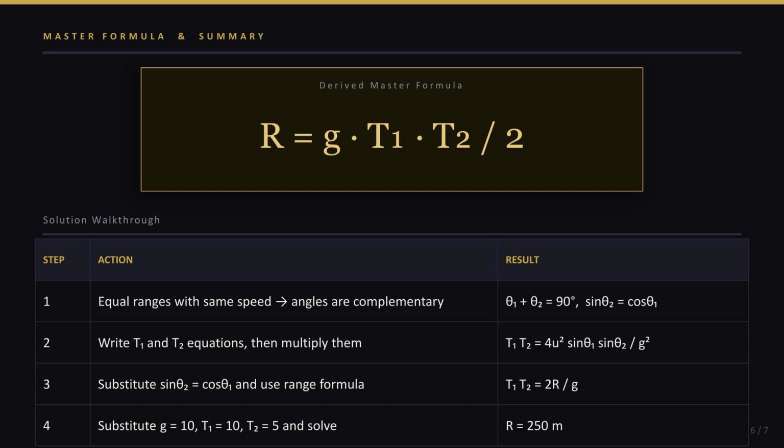Let us summarize what we have done. The master formula we derived is R equals g times T1 times T2, divided by 2. This is an elegant result that directly connects the range to the two times of flight. Step 1 used the condition of equal ranges to establish that the angles are complementary. Step 2 multiplied the time of flight equations to set up a useful algebraic expression. Step 3 used the complementary angle identity and the range formula to simplify everything. Step 4 was simple substitution to get 250 meters. Remember this master formula, it is very useful whenever two projectiles with the same speed have the same range.